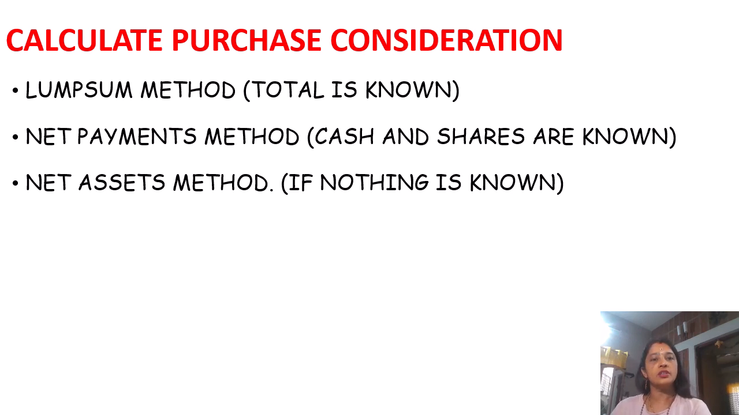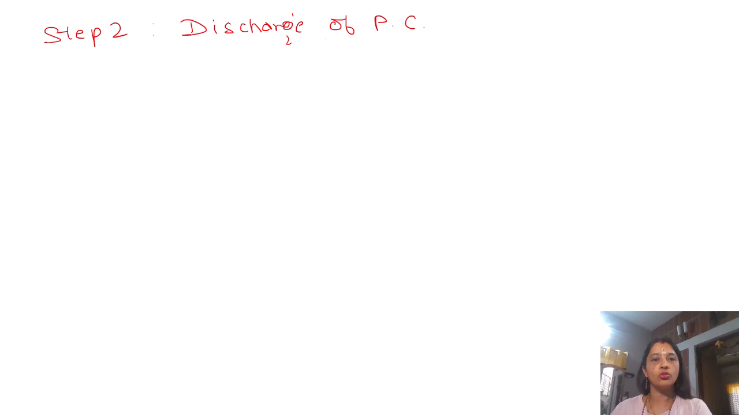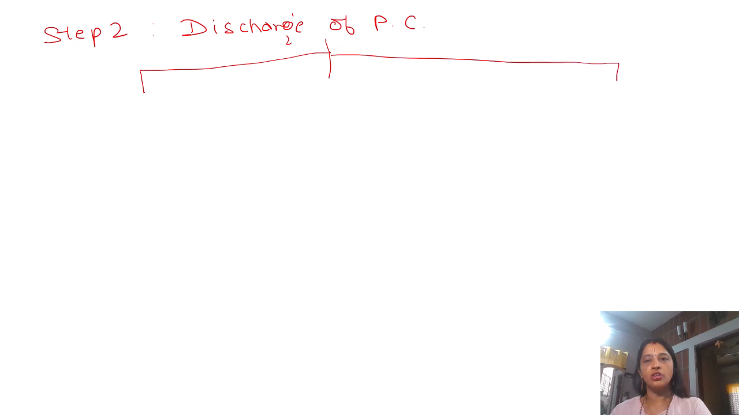So these were the three important methods of calculating purchase consideration. The next step, step 2, is discharge of purchase consideration. Now, as you all know, there are three methods, though the lump sum method is not called a method. Only for understanding's sake, we will look into it as a method.